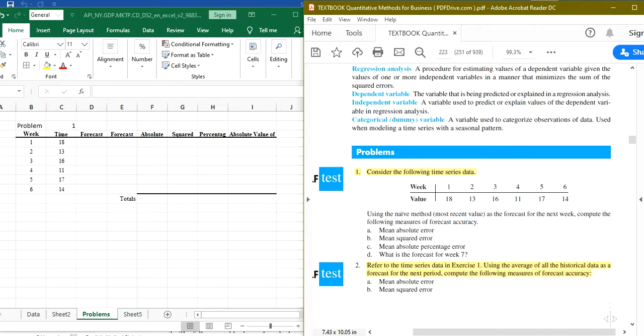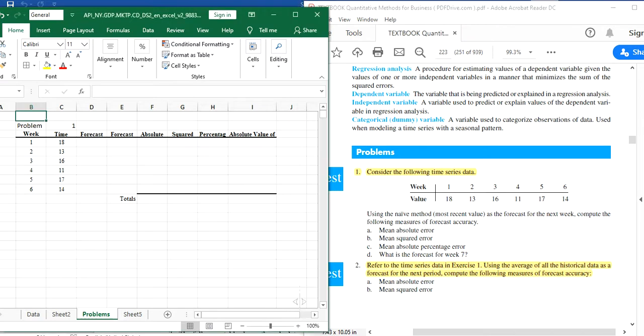So given this series, weeks 1, 2, 3, 4, 5, 6, and the values, whatever the values are, it's given. So let's write the selected problems: 1, 2, 3 and 5.